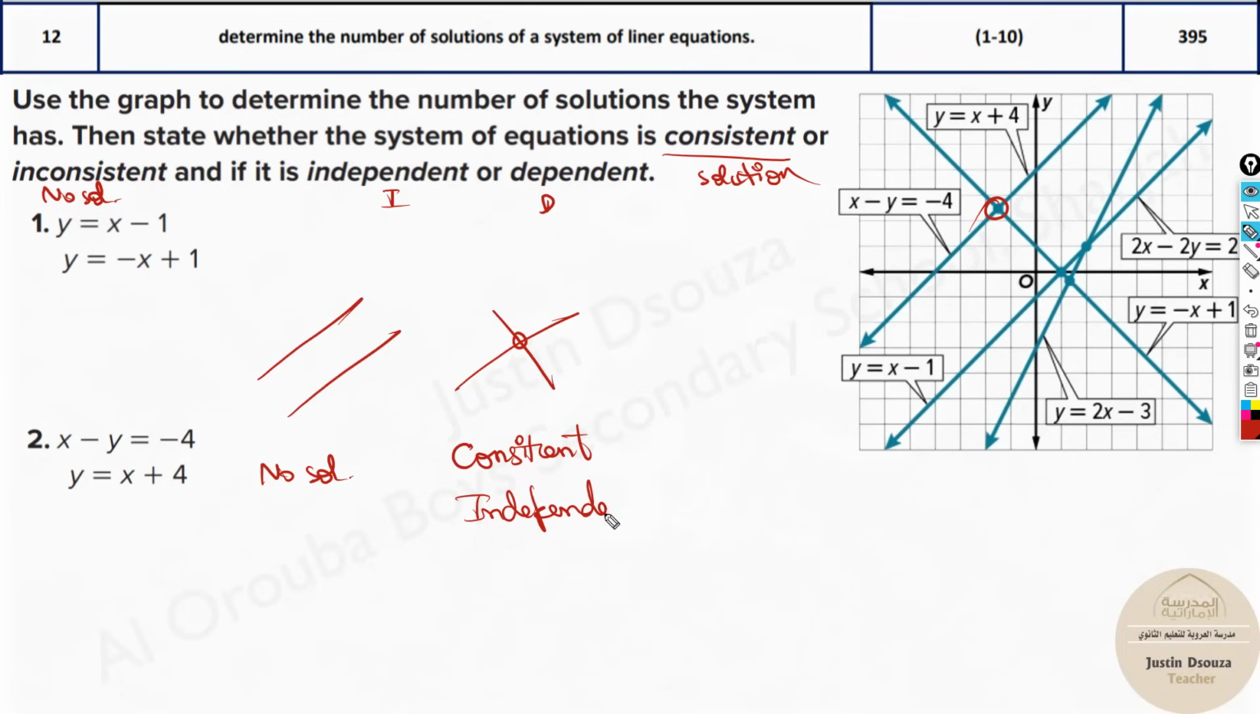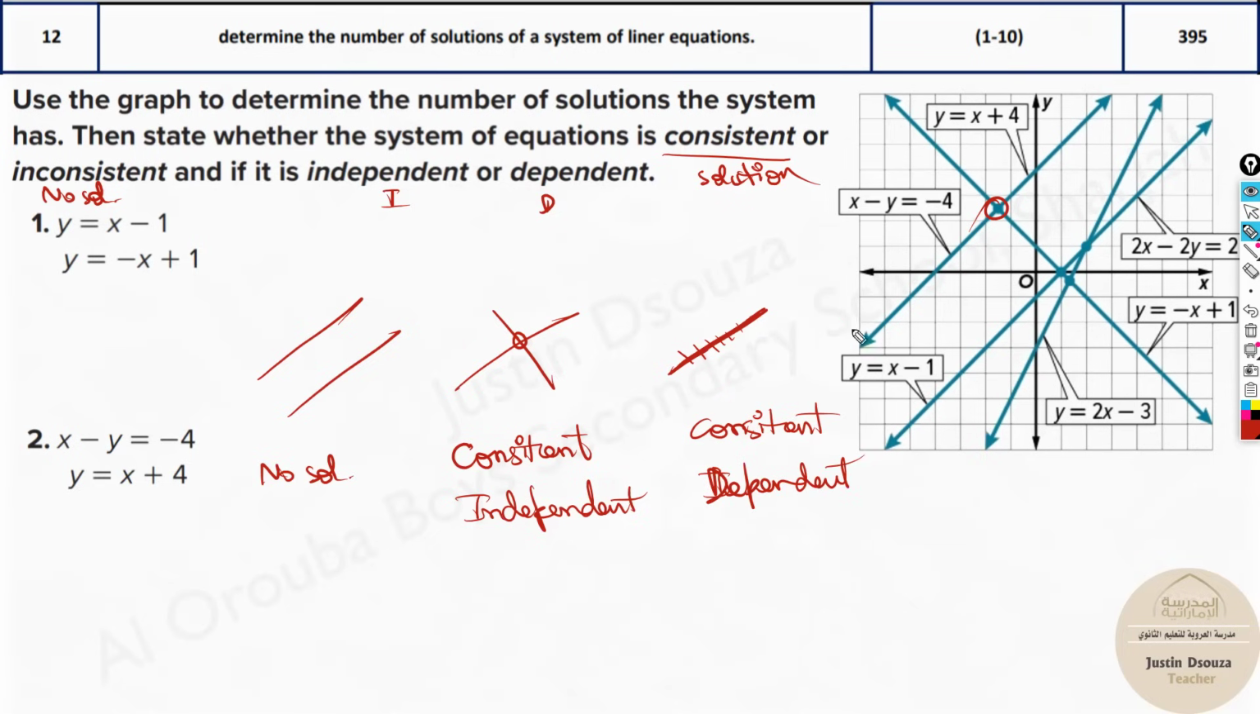Now, how do you understand this is independent? It is because they touch at one point and they'll never touch again. They'll go their own ways. They're not dependent on each other. Only once they touch. Whereas imagine two lines are overlapping. They are the same lines. Then you have a solution. Every part is a solution. So it is consistent, but it is dependent on each other.